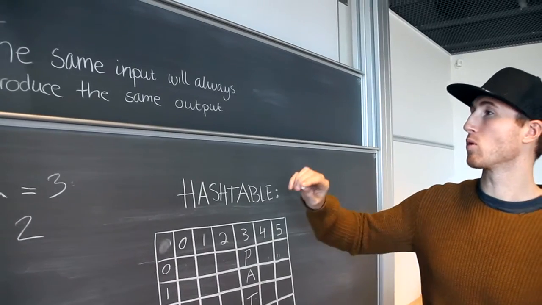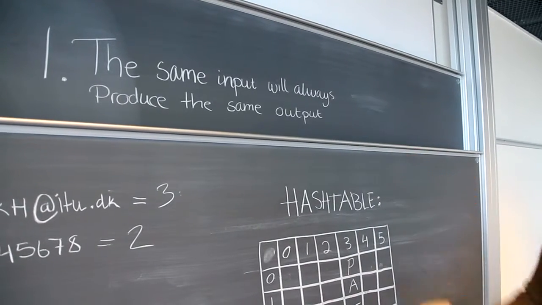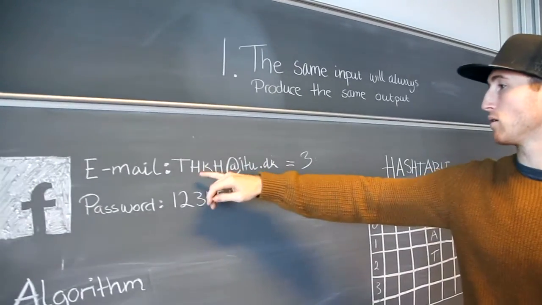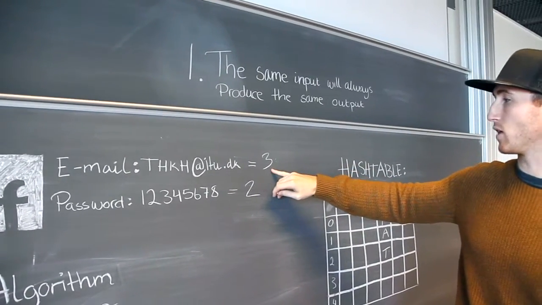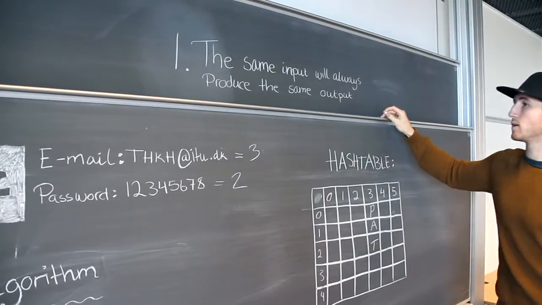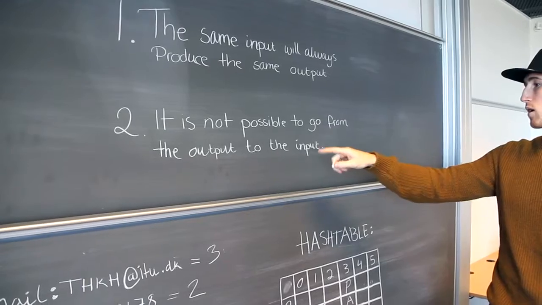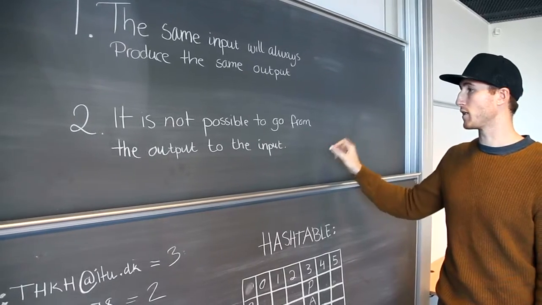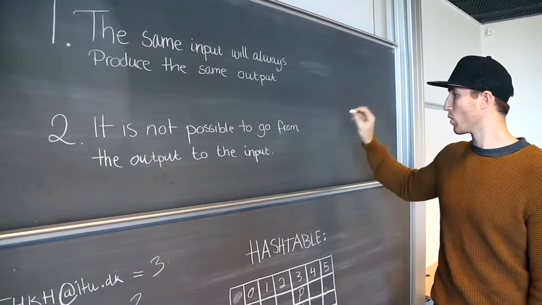So there are 2 really important things to know about hashing. The first one is that the same input will always produce the same output, which means that in our case, the mail at itu.dk would always produce the hash value 3 and not a 4, 6, or a billion. The second thing is that it's not possible to go from the output back to the input. There is no decryption key to hashing, it's one directional, which means it's only used to figure out where in our hash table we are located.